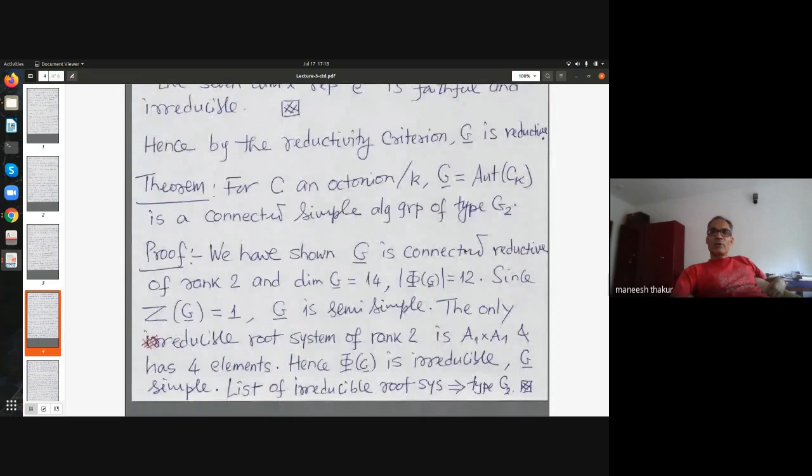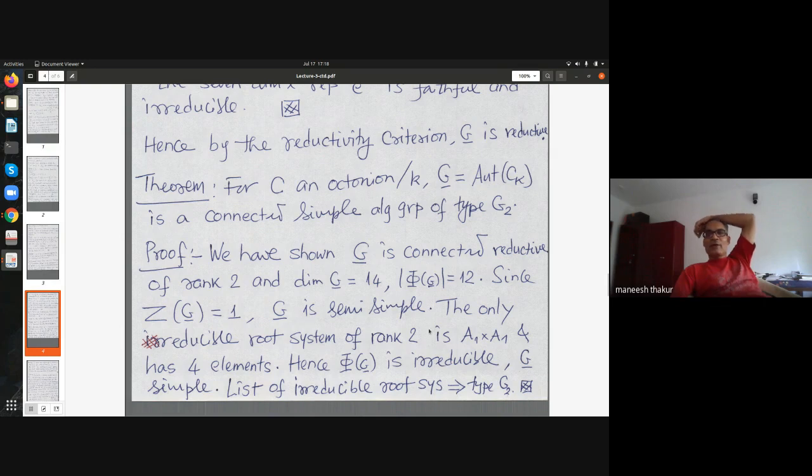Finally, we are able to conclude that this group has type G2 as follows. So we have a connected reductive group of rank 2 of dimension 14, and the roots, there are 12 roots, and the center is trivial. This tells me G bar is semi-simple, first of all. And now we have rank is 2, so the root system has rank 2.